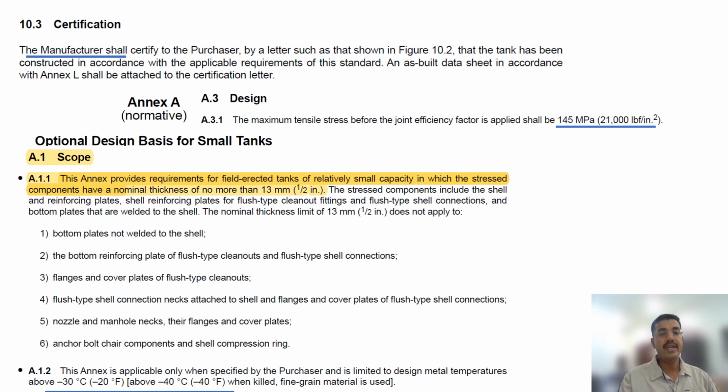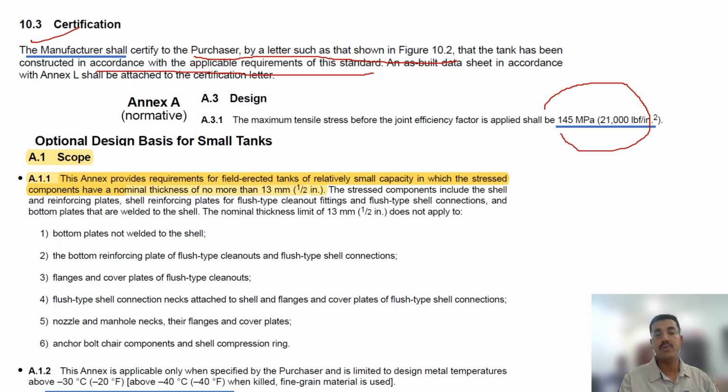Certification. Let's say the tank is made by a manufacturer. After manufacturing, they have to give a certificate to the purchaser, telling that this tank is manufactured by them, built in this year, what the PSI is, how much pressure, at what pressure it is hydro tested, everything they have to give, and this is called a certification. The manufacturer shall certify to the purchaser by a letter such as shown in figure 10.2. There is a letter that the tank has been constructed in accordance with the applicable requirements of the standard.